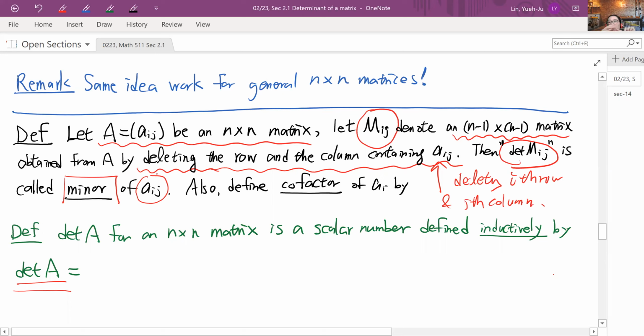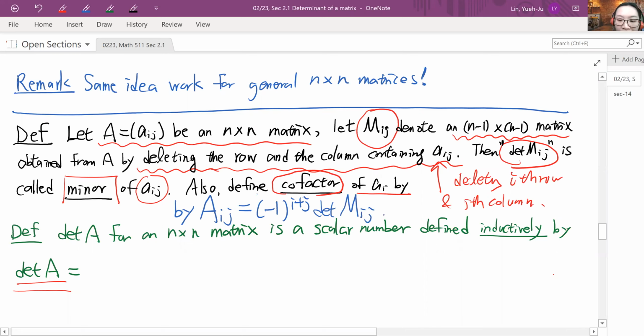Remember when we calculated the formula, if you take out A11, you need to multiply by the determinant of M11. So each minor comes with the entry Aij. Then I need to define the cofactor of Aij as follows. So let me put it here. We define the cofactor of Aij by this. I'm going to use the capital Aij. This is actually the exact thing we are looking for.